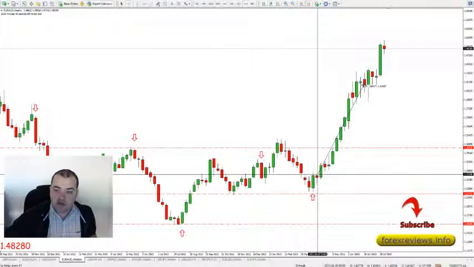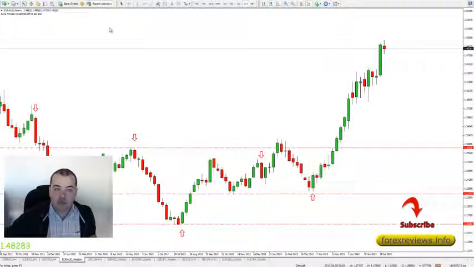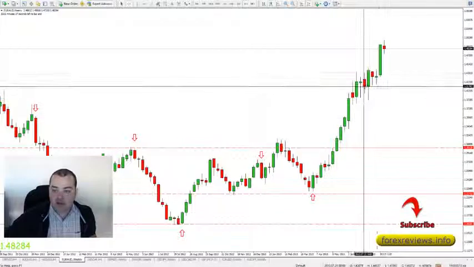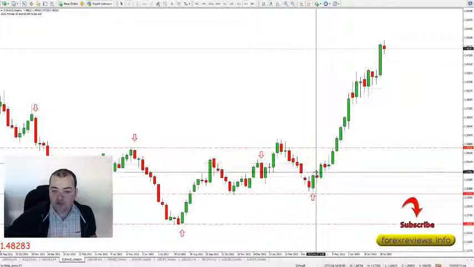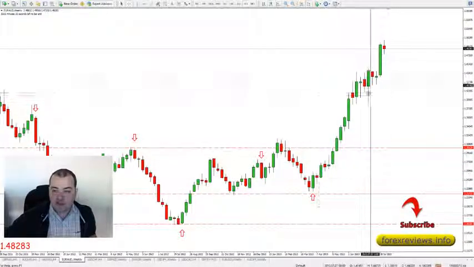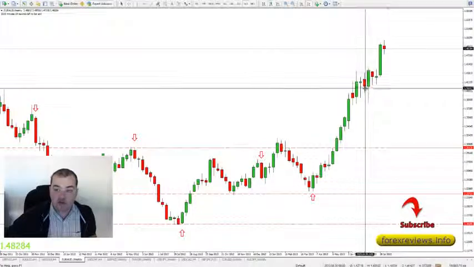And let's have a look at this. So up to there, we had 1,640. So that's a lot of pips, right? If you bought on a retrace here, you could have gotten over 1,600 pips.